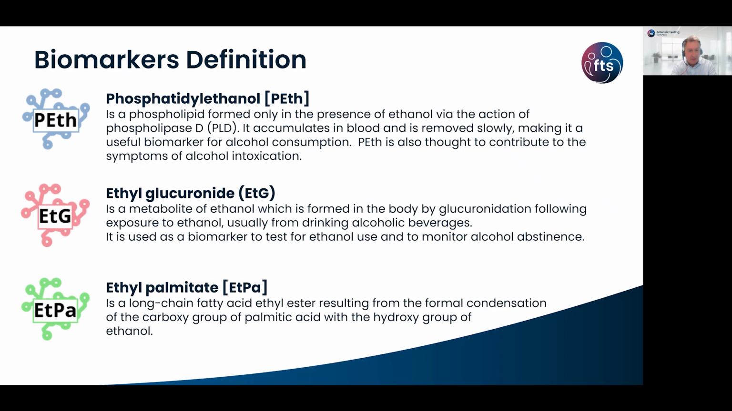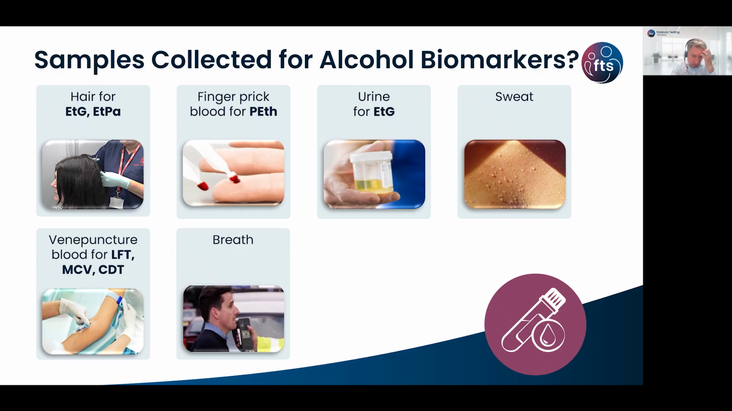So depending on the sample, if you're using hair, for instance, then ETG might not always be the best medium to use. ETPA, therefore, is another alternative. So what can we use to collect these samples? We can collect a hair sample, and a hair sample can contain both ETG and ETPA. If we're collecting a finger prick of blood, we will be analysing this for PEth. If we are collecting urine, again we can look for ETG in urine.